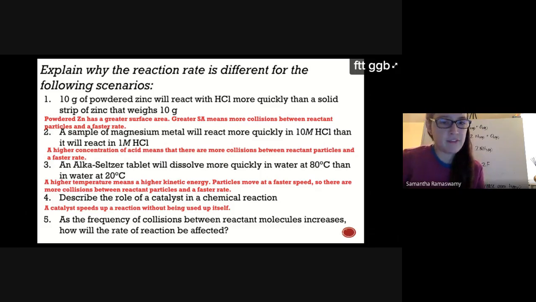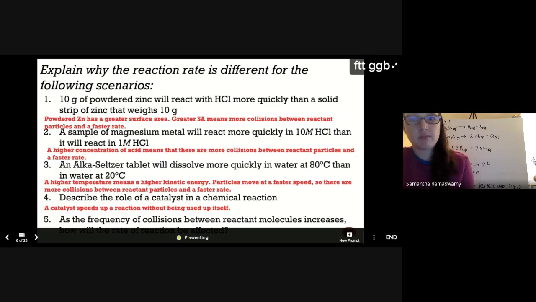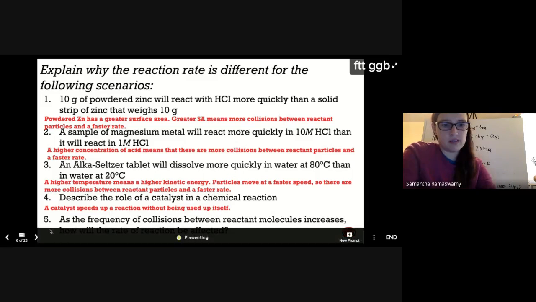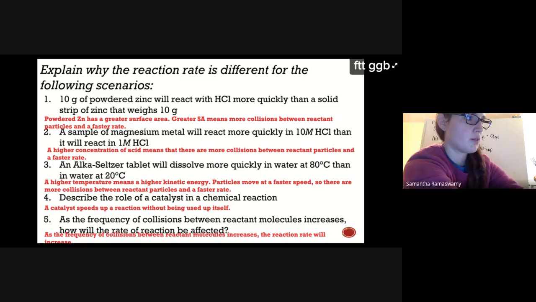So then finally, number 5, as the frequency of collisions between reactant molecules increases, how will the rate of reaction be affected? So as the frequency increases, that means we have more collisions, right? And more collisions will result in a faster rate. So as the frequency of collisions increases, the reaction rate will also increase.